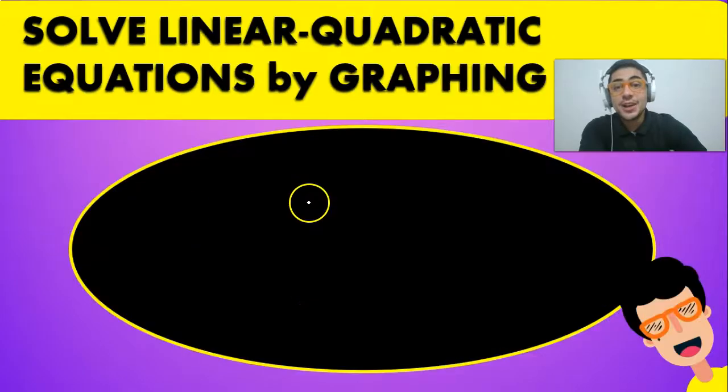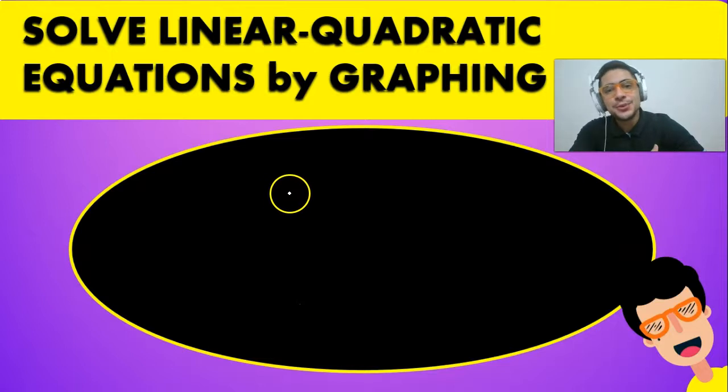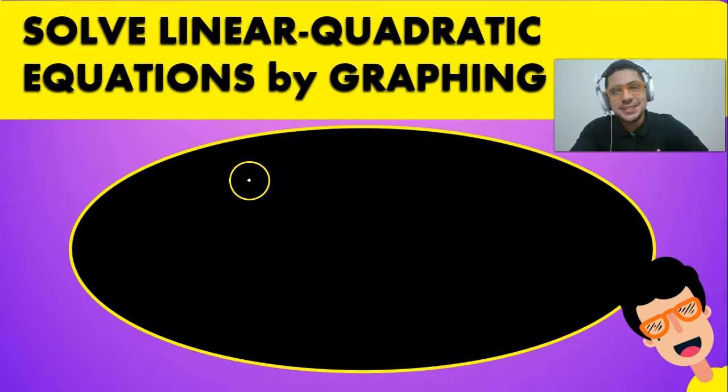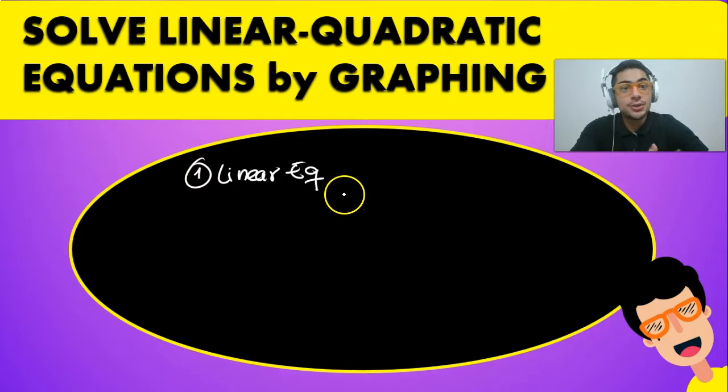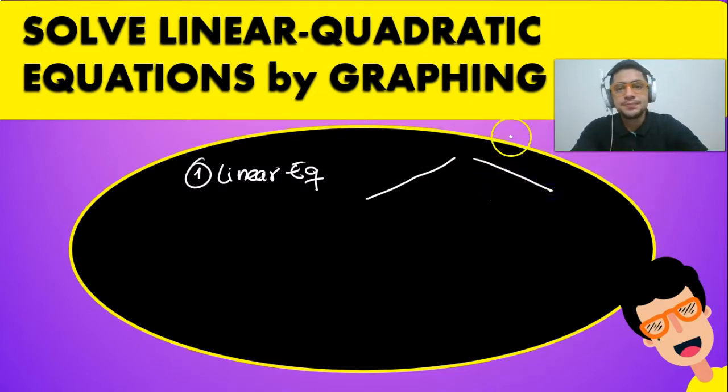So let's begin. Guys, whenever we're solving a linear quadratic equation, it's very important that we remember what a linear quadratic equation system actually is. In this type of situation, you're always going to be given a linear equation, which you are going to graph because this method is graphing. It can have a positive slope or a negative slope, and then you're going to graph it.